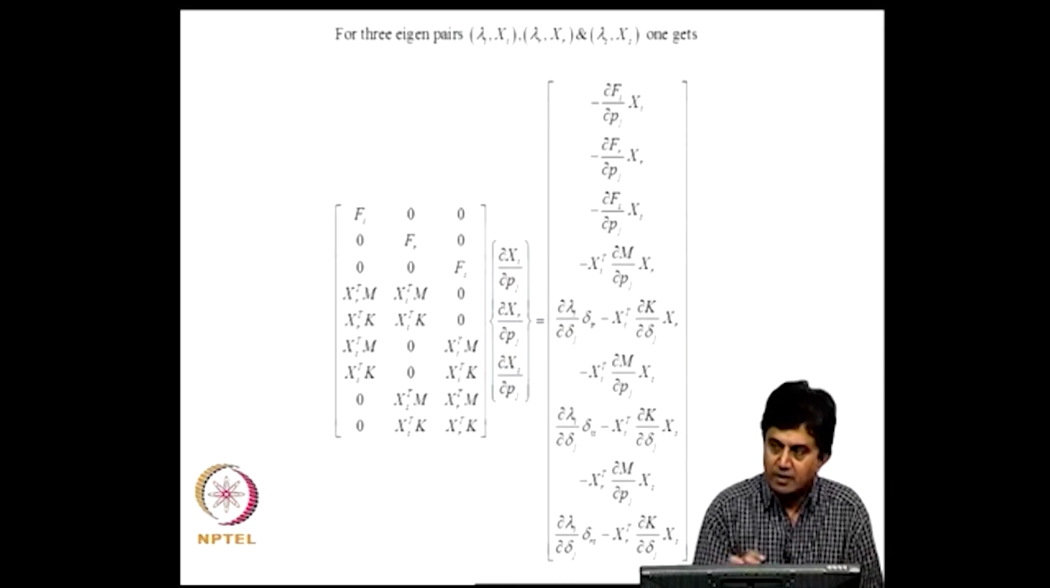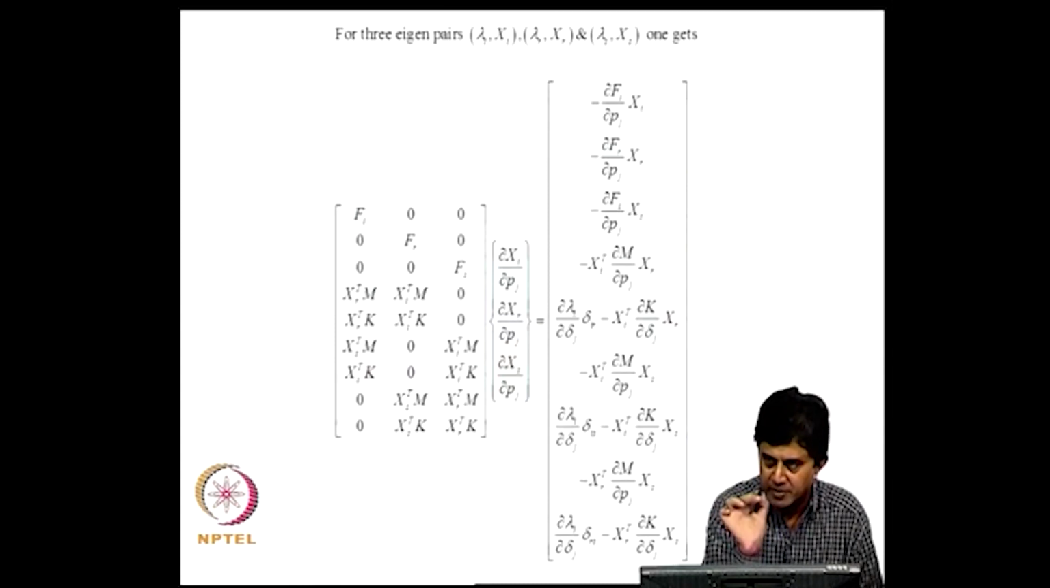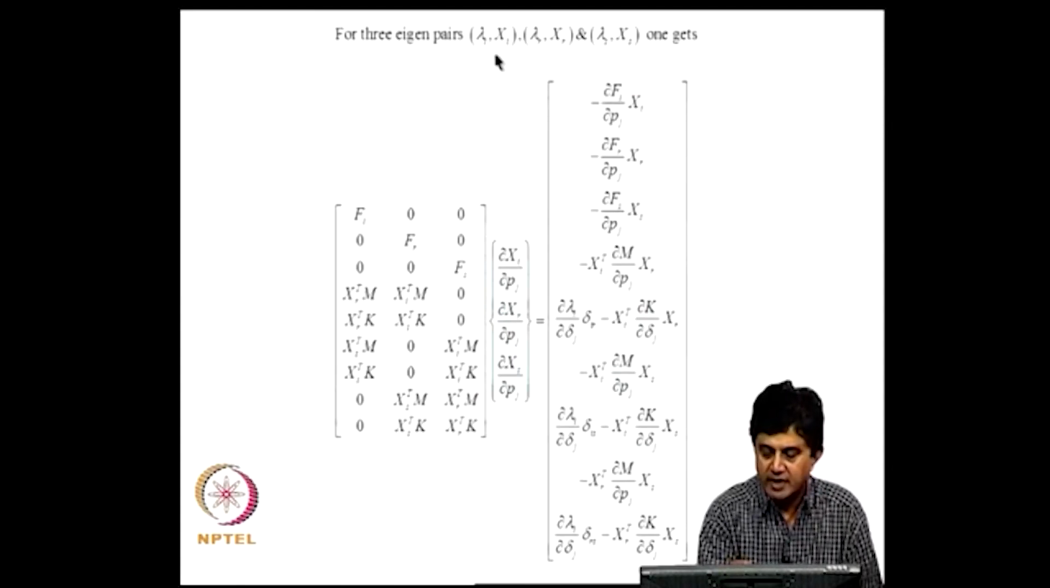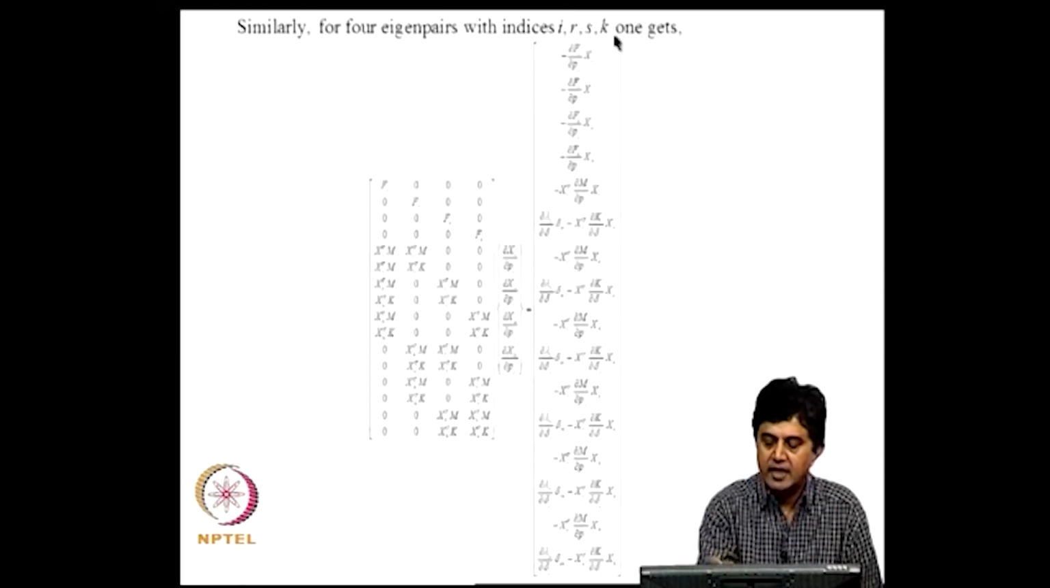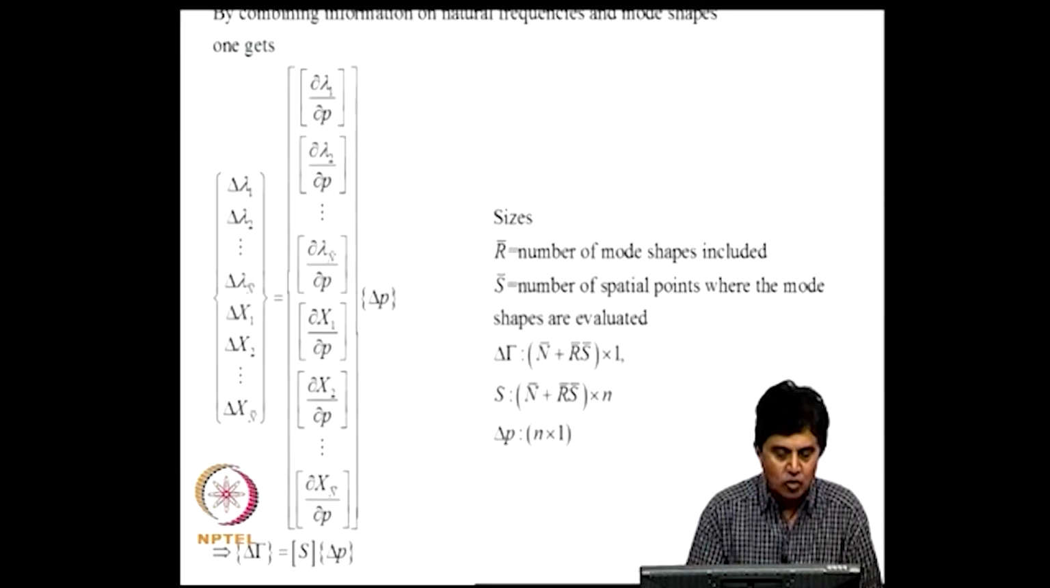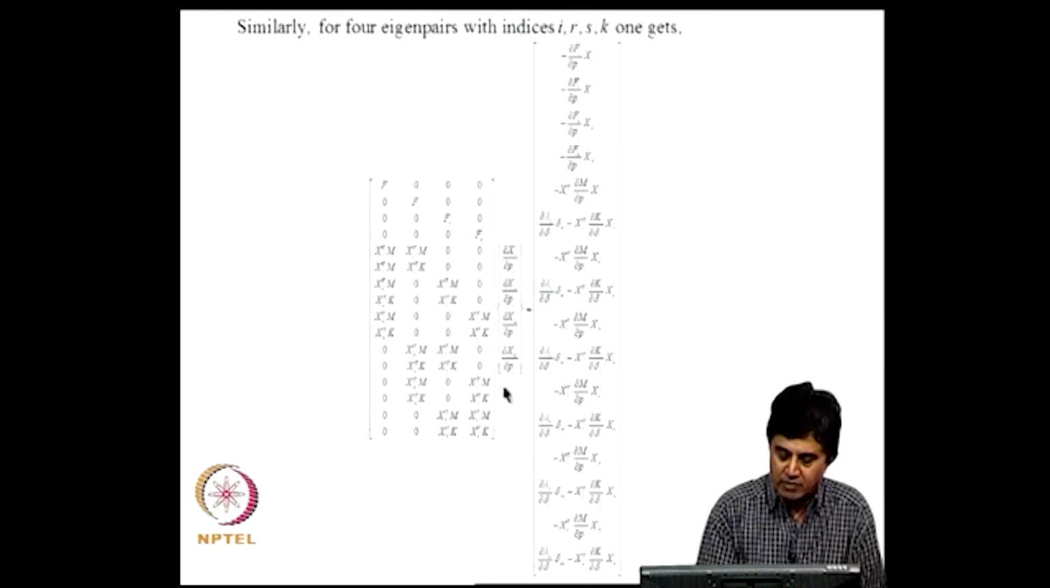While considering three eigen solutions, I will write the equilibrium equations pertaining to the three eigen solutions, and there will be orthogonality relations with respect to mass and stiffness between these three eigen solutions. So if I combine all that, I get a larger set of equations. Here I am considering the ith, rth and sth eigenpairs. This can continue, so I can consider i, r, s, k and get a much larger set of equations. Somewhere you have to stop with this formulation, and that becomes one of the algorithmic parameters in implementing the method.